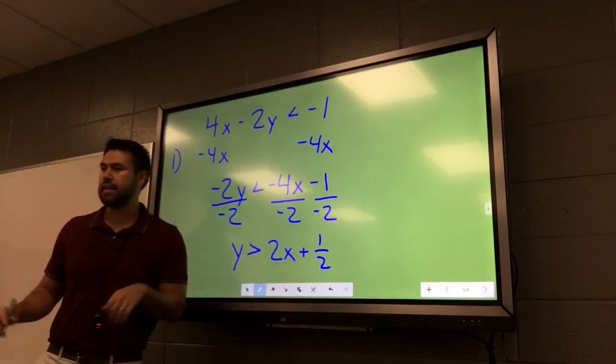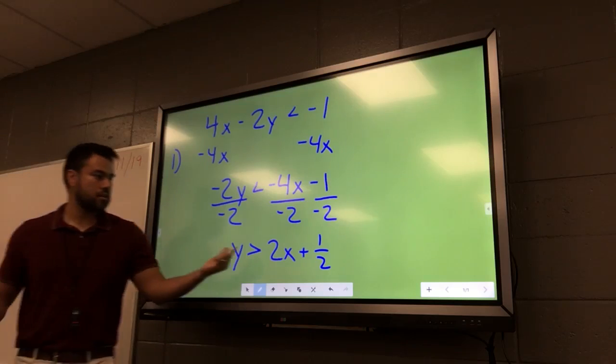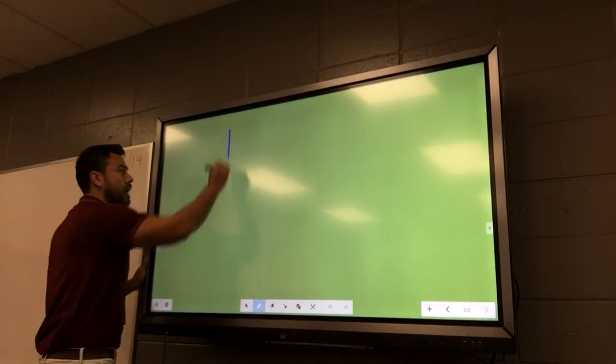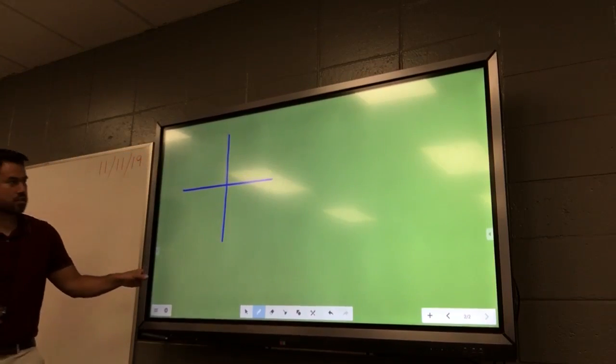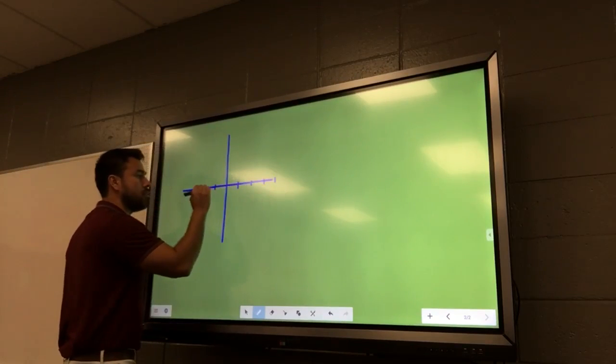Second step, what kind of line is this? Dashed. Why is it dashed? Because there's no equal to sign, so we're going to go ahead and graph it. And you can do another sketch, but you're going to get graph paper on the homework because you need more exact. Should we go by half? You don't have to. You can go by holes.